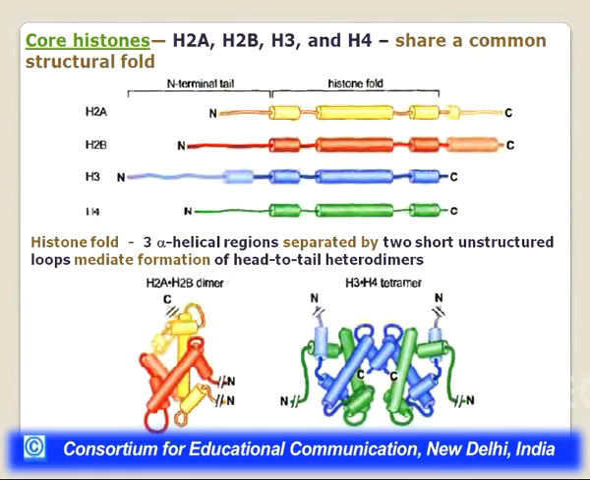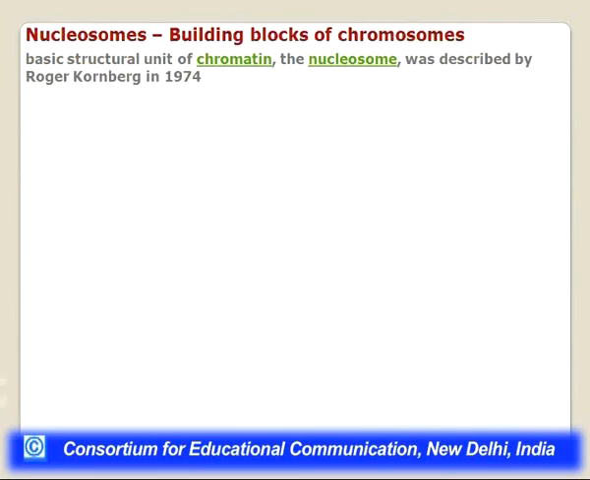So H2A and H2B form a dimer, and H3 and H4 form a tetramer. There are 4 protein molecules of H3 and H4 which join together to form this H3-H4 tetramer, and this histone fold is very important, which contains the 3 alpha helical regions separated by 2 short unstructured loops.